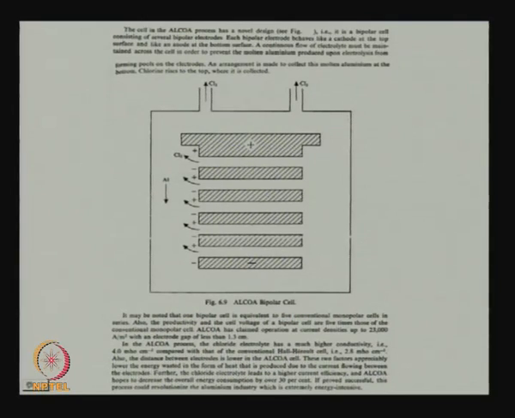Now, the advantages of the Alcoa process are listed here. The chloride electrolyte has much higher conductivity compared to that of the conventional Hall-Héroult cell. Distance between the electrodes is lower. These two factors appreciably lower the energy wasted in the form of heat that is produced due to current flowing between the electrodes. You need some heat, but you are wasting less heat. Further, the chloride electrolysis leads to a higher current efficiency, and Alcoa hopes to decrease the overall energy consumption by over 30%. If proved successful, this process could revolutionize the aluminum industry, which is extremely energy intensive.